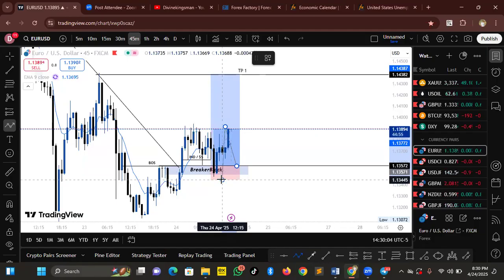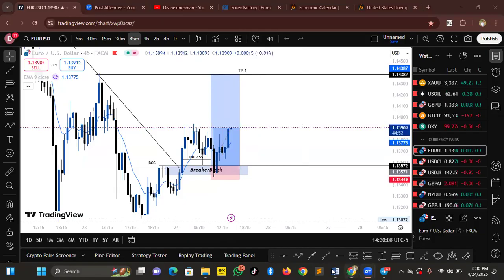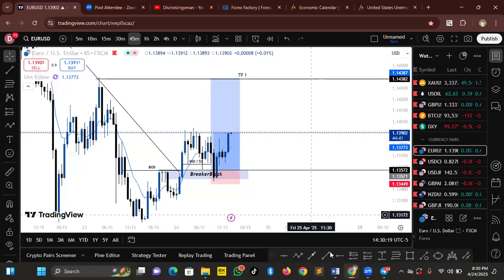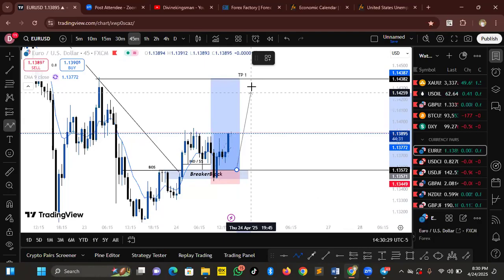So the next one we are talking about here is TP. TP means take profit. So let's go back to our chart. Take profit means that from my entry, from here to this point here, this is my take profit. You can see I even put TP1 here, meaning that I'm okay if this price comes all the way up here and hits. When it hits here, I'm okay.